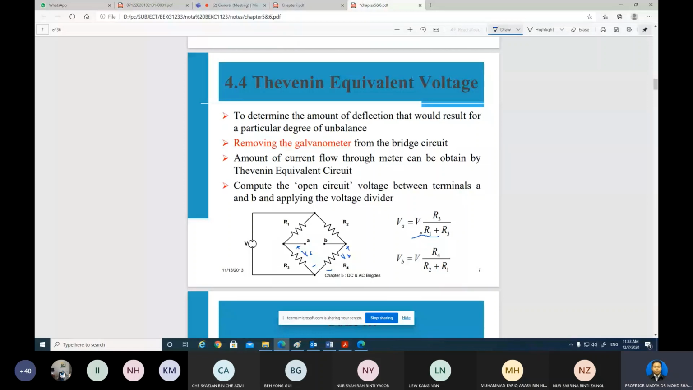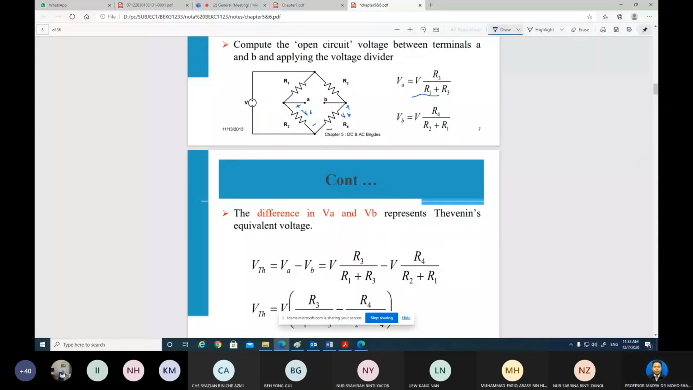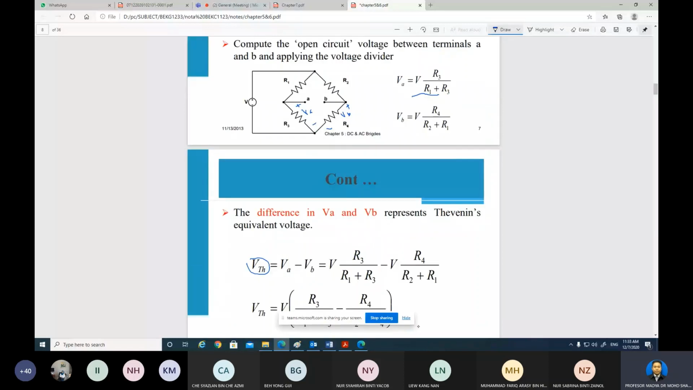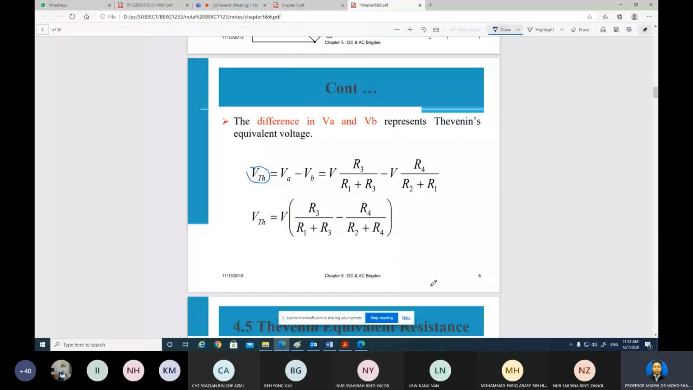Then VA and VB represent the Thevenin equivalent circuit. So this is the Thevenin voltage, that means VA minus VB. We substitute the equations we got here for VA and VB into this equation, VA minus VB, and simplify. So we get this equation for the Thevenin voltage.